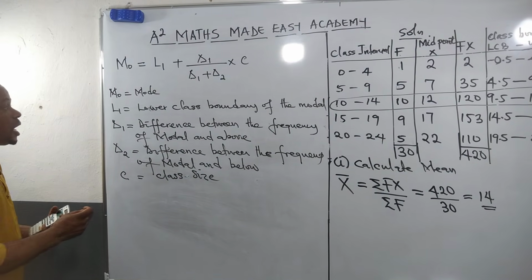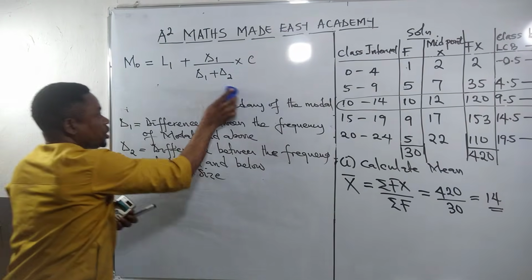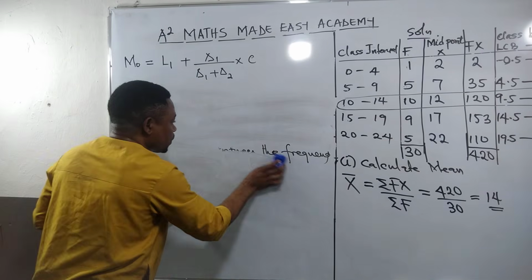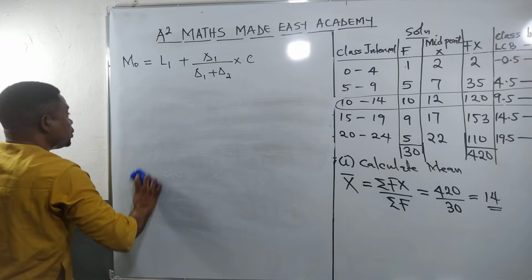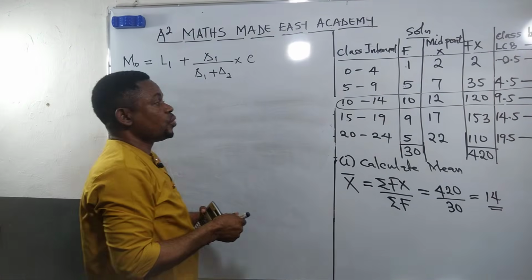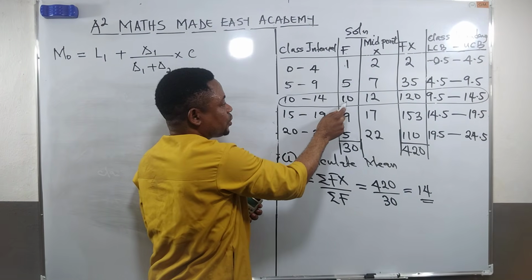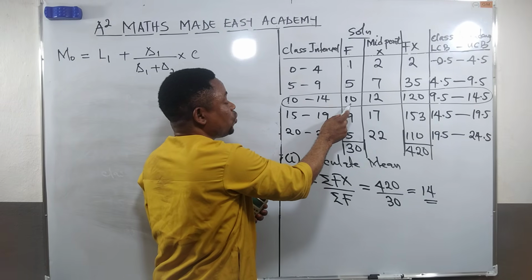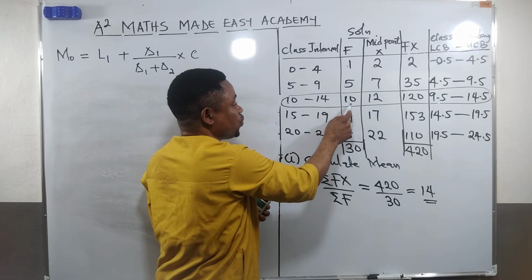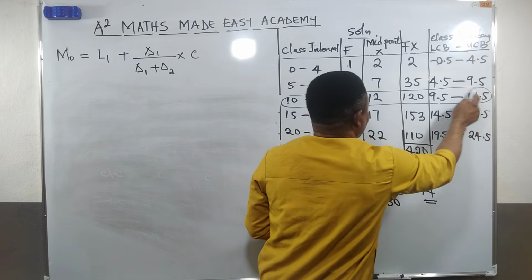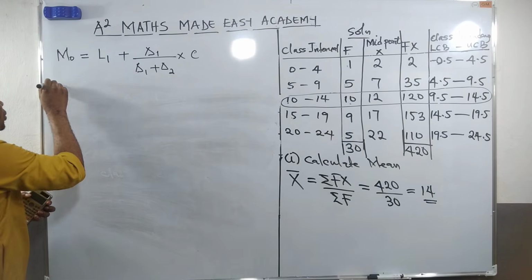Now let us dish it out. Are you with me? What we are going to do now is to generate the mode. First thing we are going to do is to locate it in the frequency. Now look at the frequency. The highest occurrence is 10. So we know what we are looking for. Let's bring out the information.